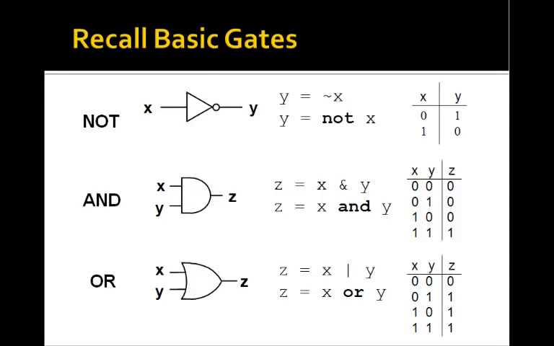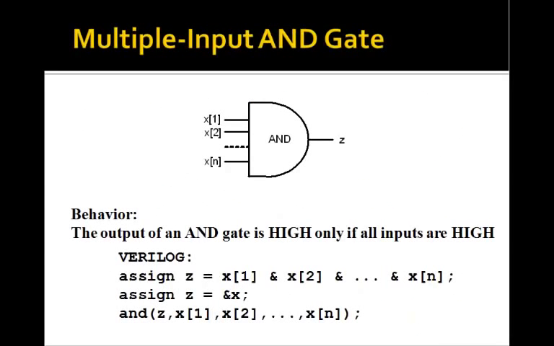Now the AND and OR gates, as well as the NAND and NOR and exclusive OR and exclusive NOR gates, can also have multiple inputs, more than 2. Let's look at how it works for an AND gate. We could have, say, n inputs to the AND gate. And the behavior of an AND gate is that the output is high only if all inputs are high.